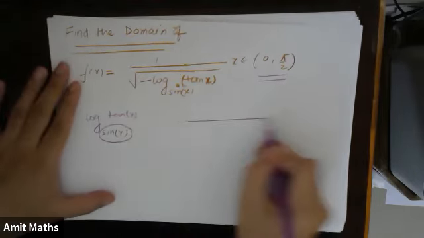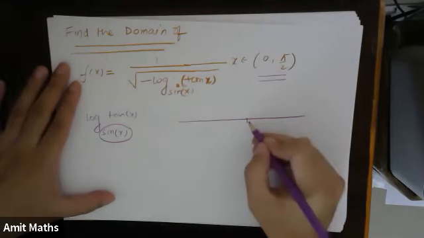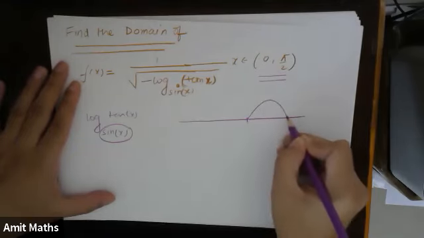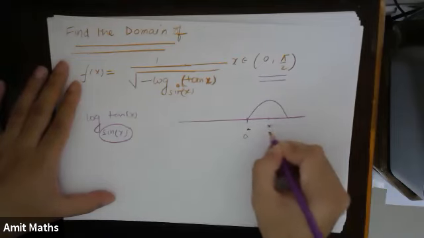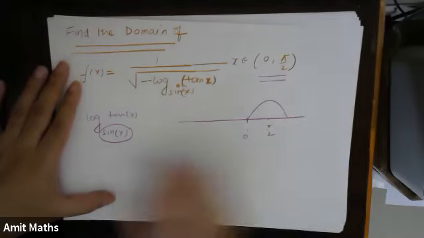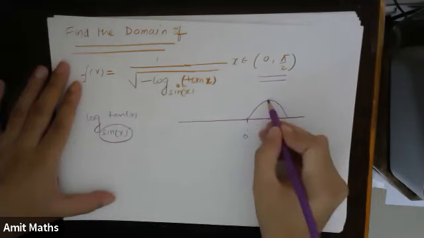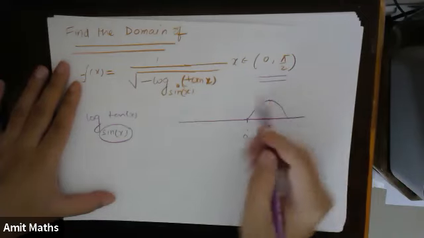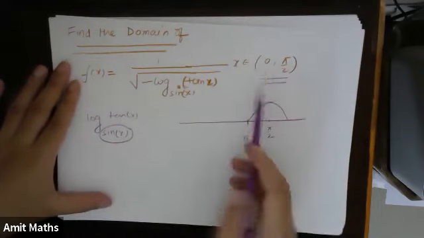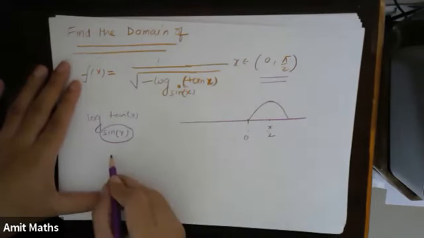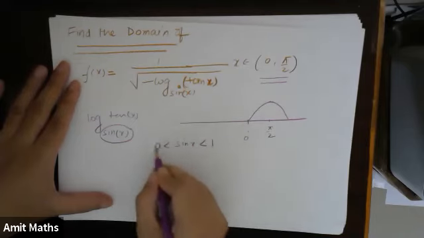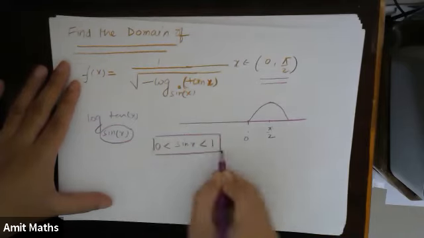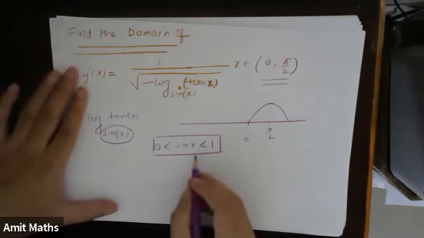Now let's look at the curve of sine x in between 0 to pi by 2. The sine x will be something like this. This is 0, and this is pi by 2. At 0, sine will take exactly 0, and at pi by 2, sine will take exactly 1. So sine of x between 0 to pi by 2 will be less than 1 and greater than 0. If I write sine x as t.